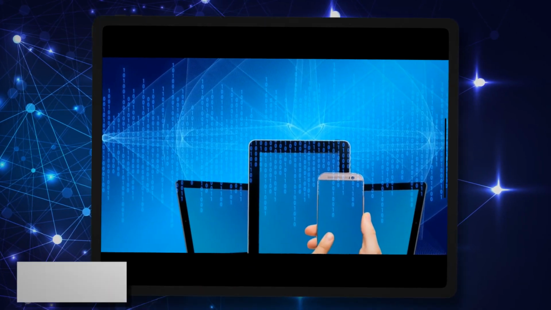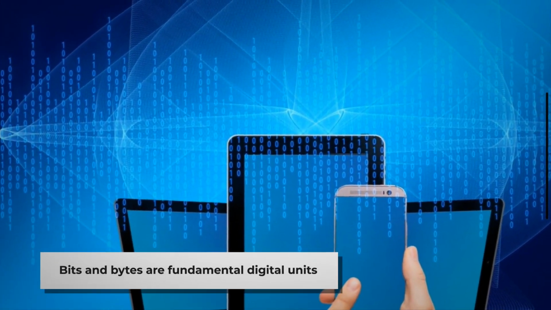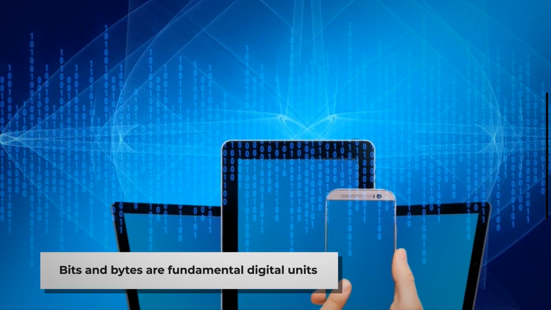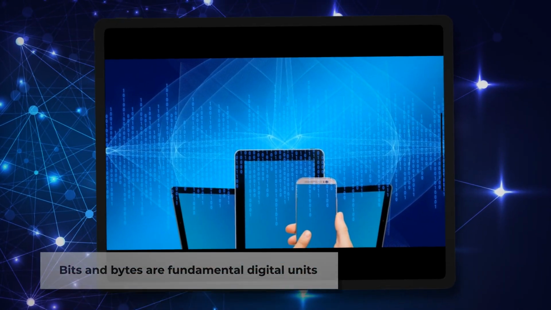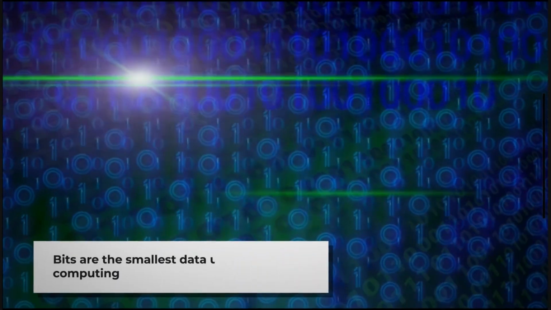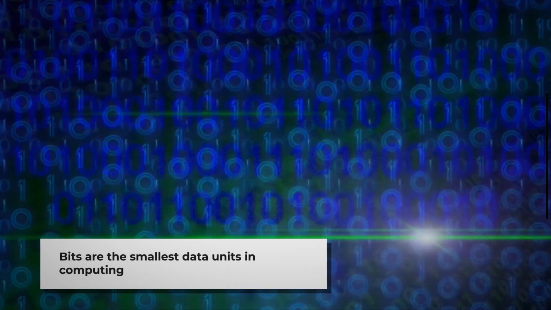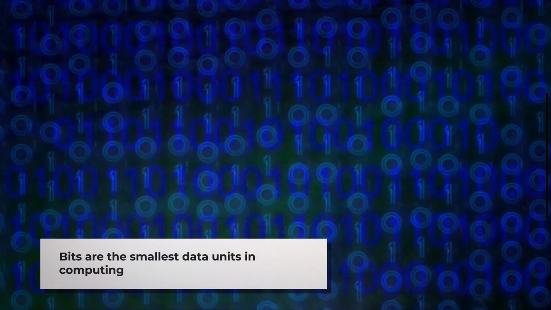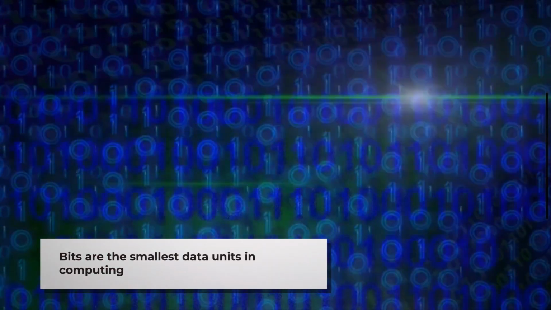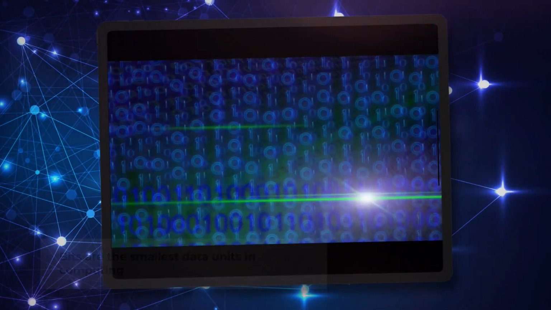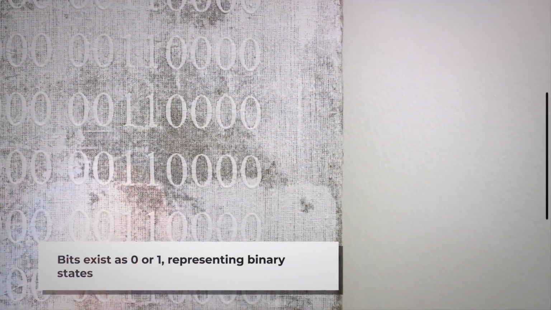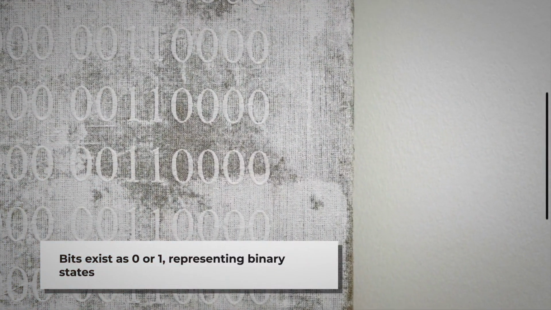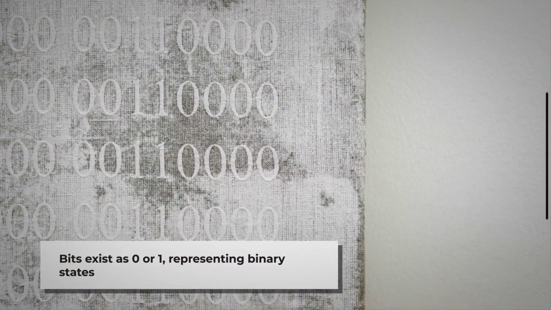Understanding the difference between bits and bytes is essential for anyone working with digital technology, from storage capacity to internet speeds. These two units form the foundation of how computers process and store information. A bit, short for binary digit, represents the smallest possible unit of data in computing. It exists in one of two states: 0 or 1, off or on, false or true.